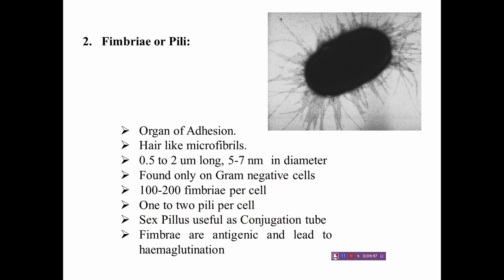Now what is conjugation? The extra copy of the DNA is called plasmid DNA. The bacterium which possesses that extra copy is called the donor bacterium or male bacterium. It can transfer that extra copy to some recipient cell. For this transfer, the bridge which is required between the two cells is formed by the pili. And those pili are called sex pili. So these are the specialized fimbriae. Additionally, the fimbriae are antigenic. They have the ability to stimulate antibody production, and they can induce the hemagglutination reaction or some other reactions.